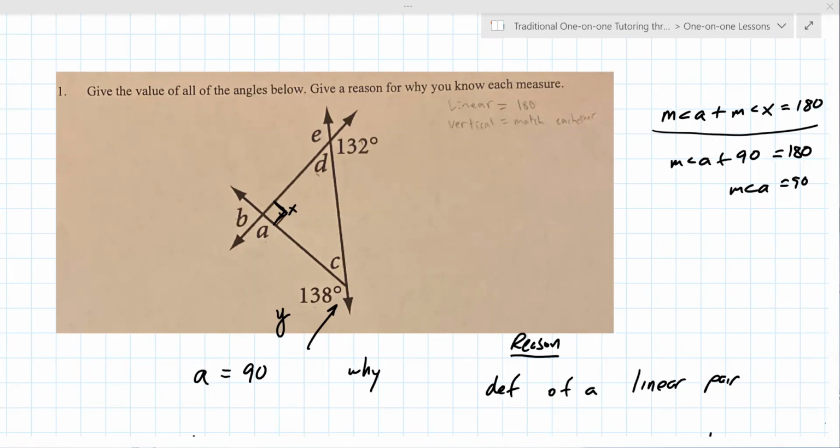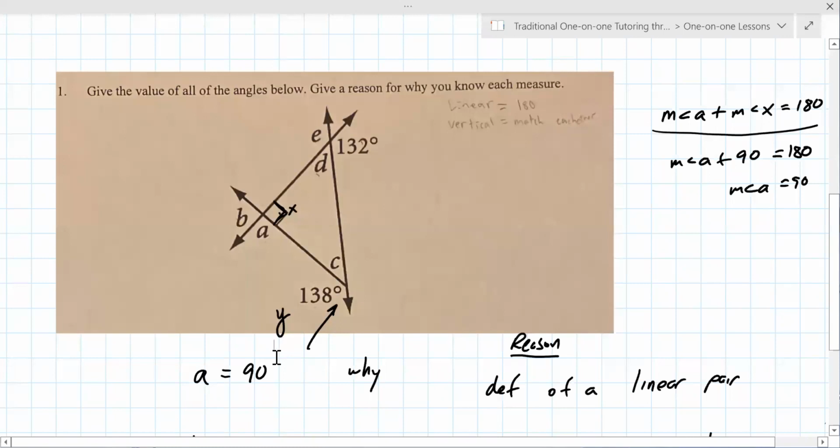So let me grab this picture again, and we'll just do them one at a time, and we'll just talk about why that is. All right. So we have A, and A equals 90, but the question is why, and that's where you give your explanation. So why is A 90?